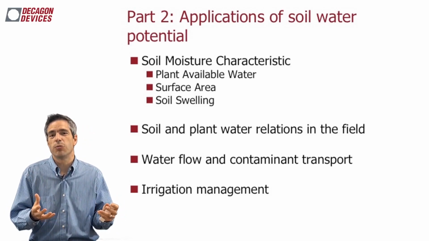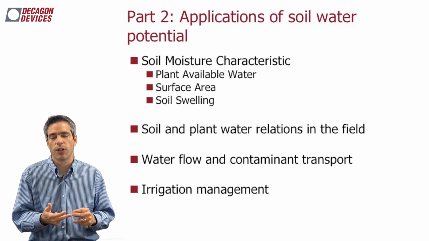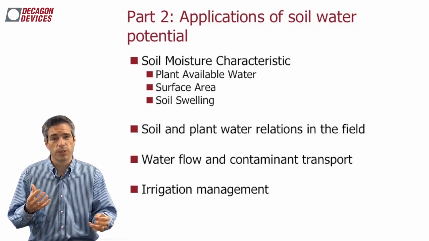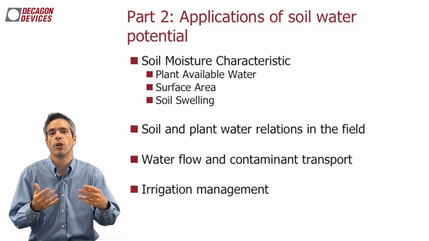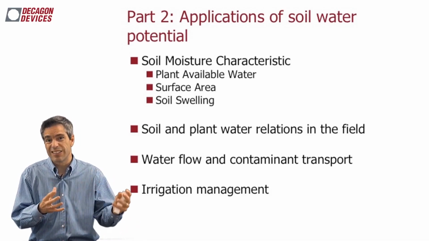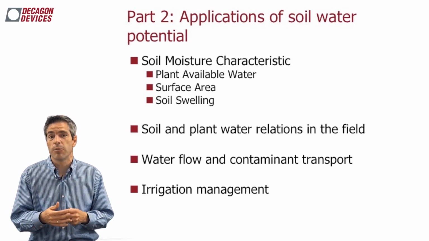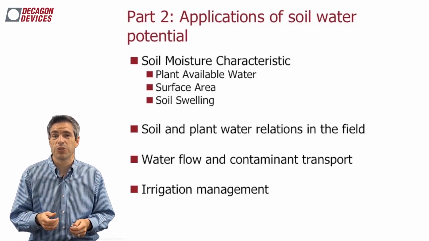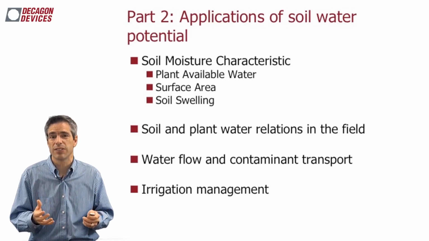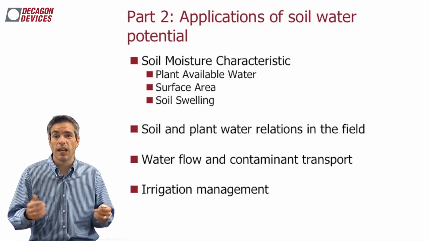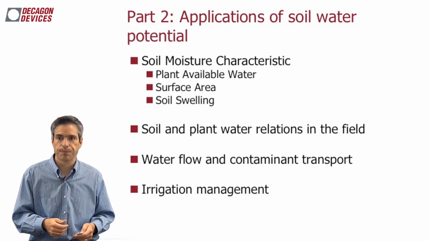Some of the other things we might be able to look at through water potential is water flow and contaminant transport. If we know something about the spatial distribution of water potential in our soil, we can do a lot with our models to consider where the water is going in the soil. And finally, something that some of you may be interested in, using water potential in irrigation management. Something that's not done a whole lot these days, but there are some options, and it may be a great use to you.